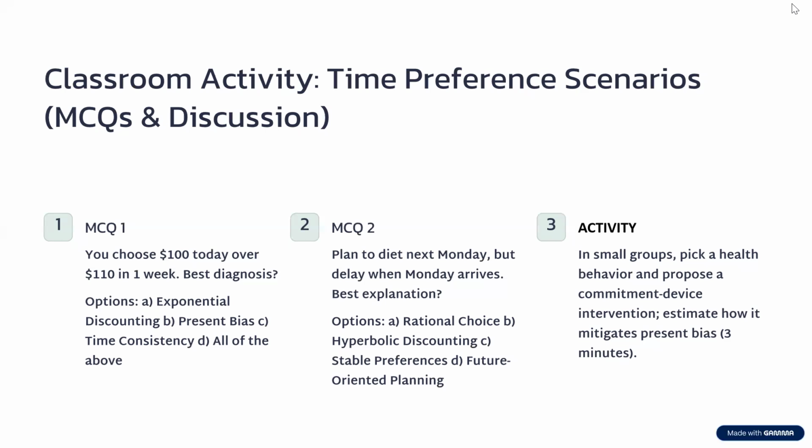Now we have MCQ number two. You plan to diet next Monday, but delay when Monday arrives. What is the best explanation for that? Option A, rational choice. Option B, hyperbolic discounting. Option C, stable preferences. Option D, goal-oriented planning. Now we'll move towards the answers of these MCQs.